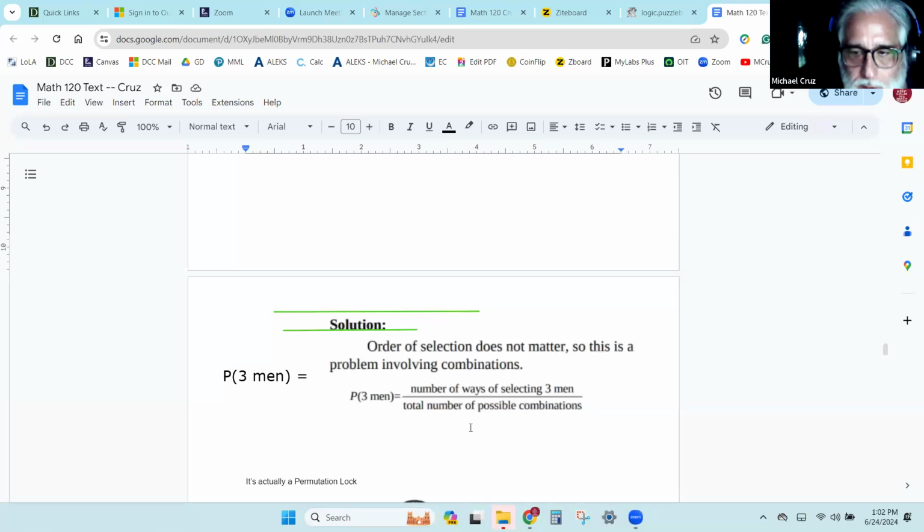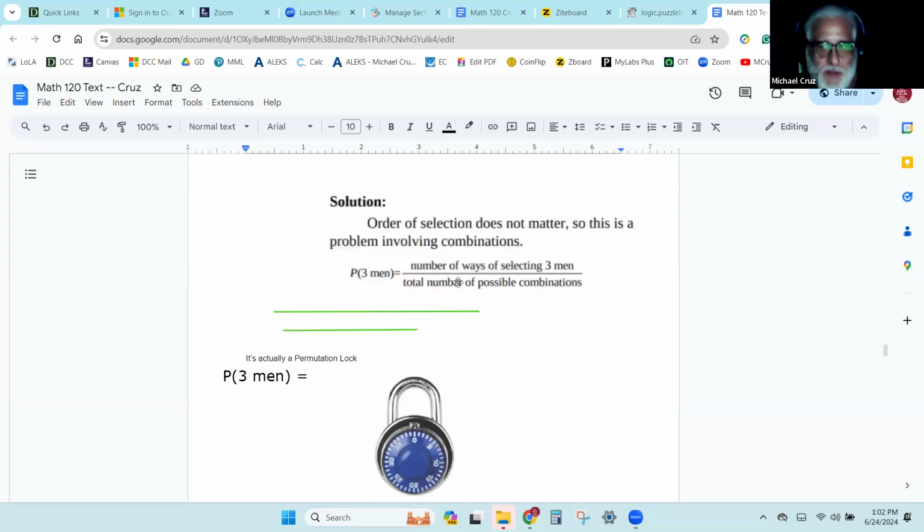So the way that we do it is, and you can kind of see this, I don't have all the details, but we're going to pick the number of ways of selecting 3 men. The numerator is always for the specific event, in this case, the 3 men that we want. And the denominator is all of them. Okay?